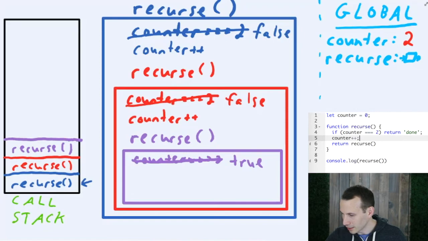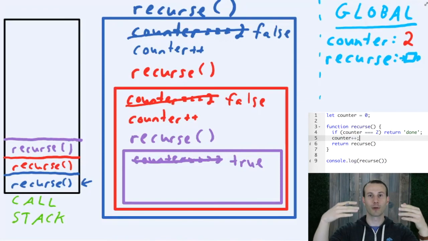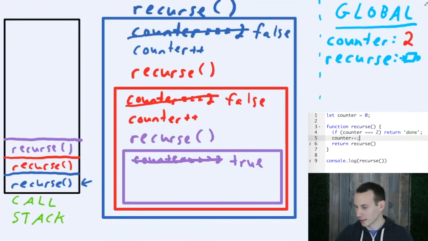And as we know in JavaScript, when we return something out of a function, the entire call to that function is evaluated as whatever we have returned. So if I made a call to recurse, let's say, and then that call returns the string done, then that means that call, we can think of it as being evaluated to the string done. And so let's see what that looks like.